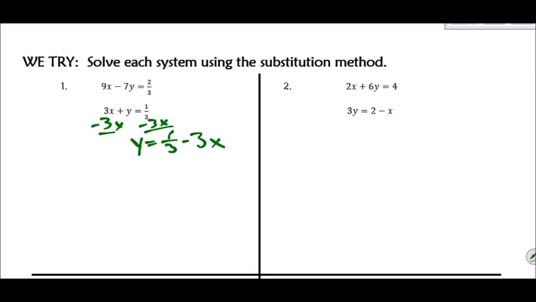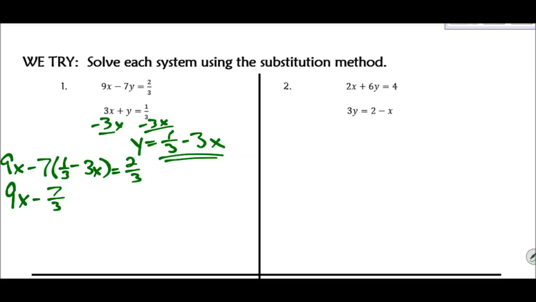So I'm going to take that whole thing and substitute it in place of y. That gives me 9x minus 7 times 1/3 minus 3x equals 2/3. I'm going to distribute that negative 7. 9x minus, I'm going to keep it as a fraction, 7/3 plus 21x equals 2/3.